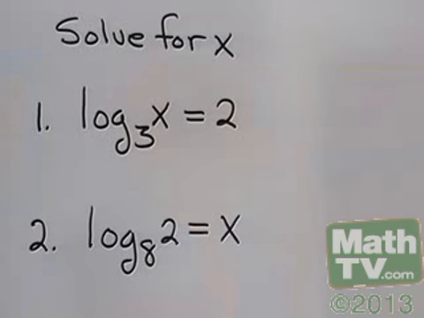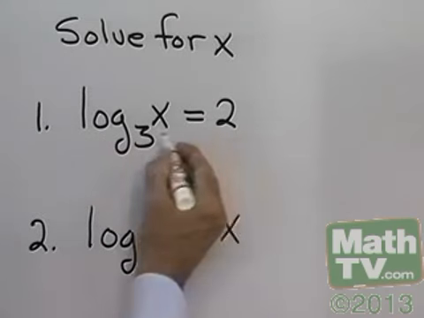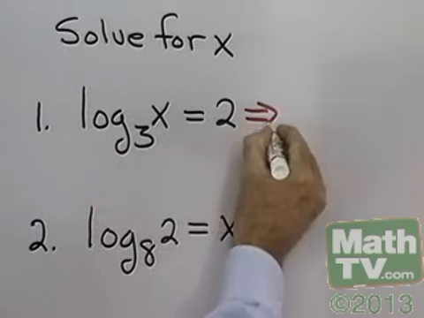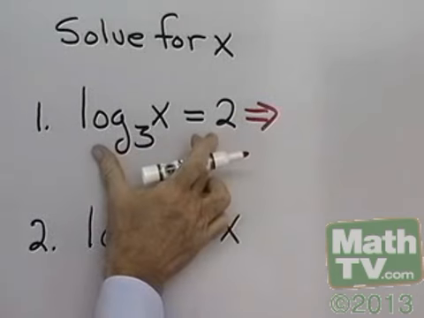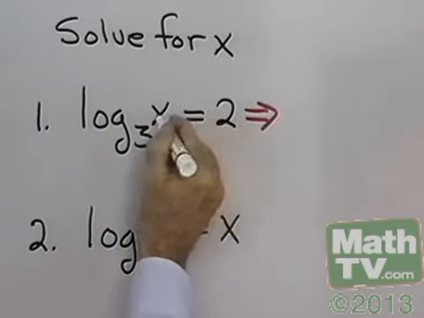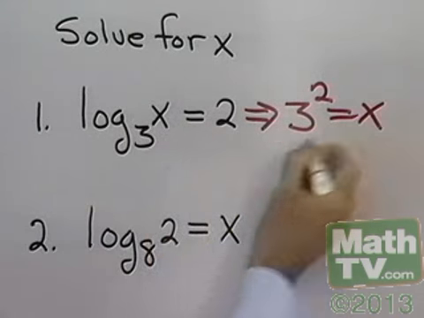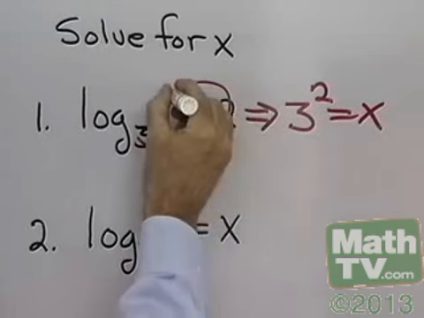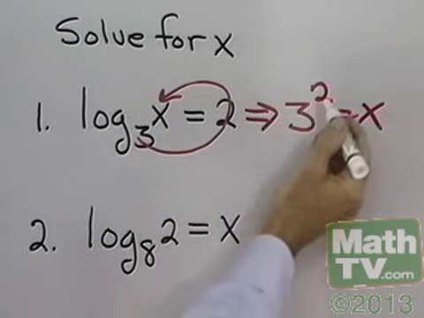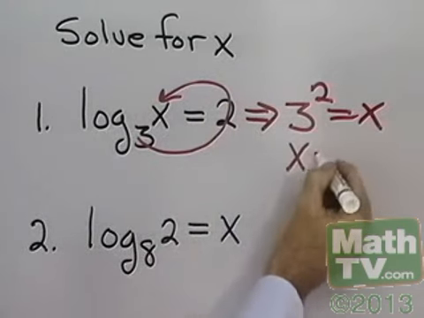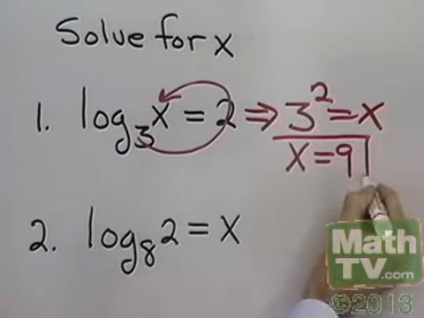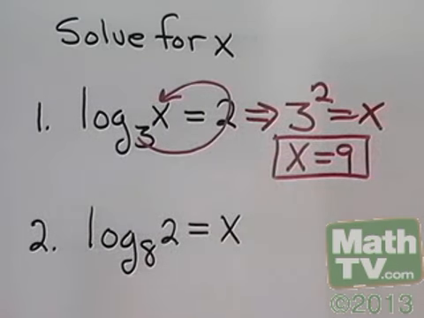Here's some more problems. Let's solve for x. I have log base 3 of x is equal to 2. I'm not as familiar with logarithmic form, so I'm going to change this into exponential form. This is equivalent to 3 to the 2 is equal to x. So it's always this base to this exponent is equal to this number. 3 to the 2 is equal to x means that x is equal to 9. So that's a pretty simple equation to solve once I put it in exponential form.